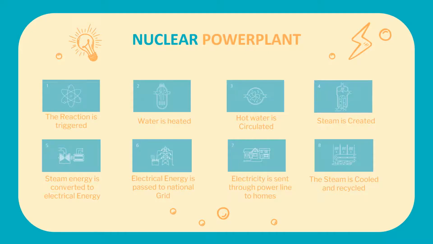Then, the electrical energy is passed to the national grid, in which a transformer converts it to the high voltage needed by the national grid. After that, electricity is sent through power lines to homes. The national grid uses high voltage to transmit electricity efficiently through the power lines, and at the end of the power lines are the homes, businesses, and services that use the electricity. Here, other transformers reduce the voltage back down to a usable level.